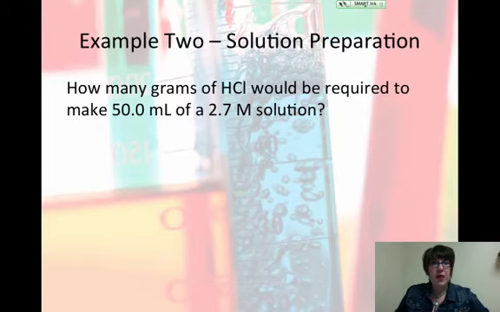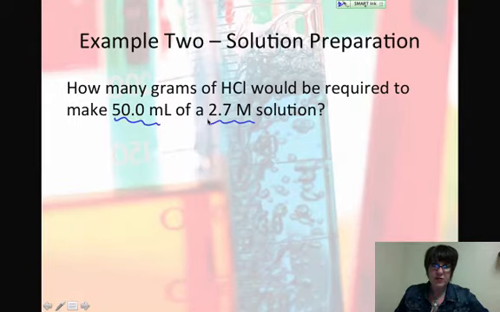Here's one example. How many grams of hydrochloric acid would be required to make 50 milliliters of a 2.7 molar solution? And remember, this is HCl, so really what I need to know first is moles. When in doubt, go to moles. I can find the number of moles if I change the capital M for molarity into moles over liters. Now I know liters is on the bottom. If I multiply by liters, I can get my moles, right?